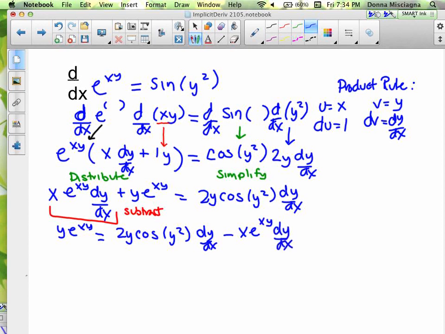We'll factor out the dy dx. So we have ye to the xy, not doing anything over here. We're factoring out the dy dx on the right-hand side, and we'll be left with a 2y cosine y squared minus an xe to the xy power.